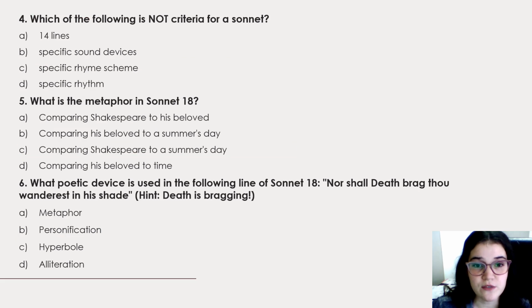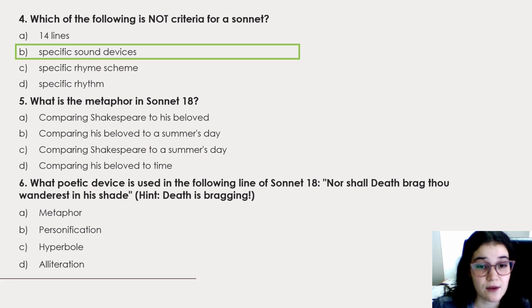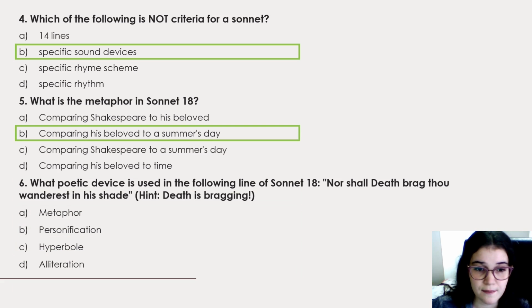Number 4, which of the following is not criteria for a sonnet? A, having 14 lines, B, specific sound devices, C, specific rhyme scheme, or D, specific rhythm. The answer is B, specific sound devices. Question 5, what is the metaphor in Sonnet 18? A, comparing Shakespeare to his beloved, B, comparing his beloved to a summer's day, or C, comparing Shakespeare to a summer's day, or even D, comparing his beloved to time. The answer is B, comparing his beloved to a summer's day.